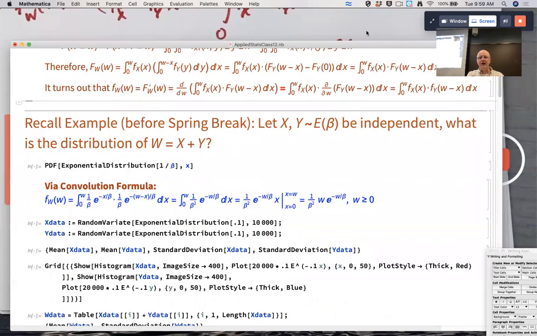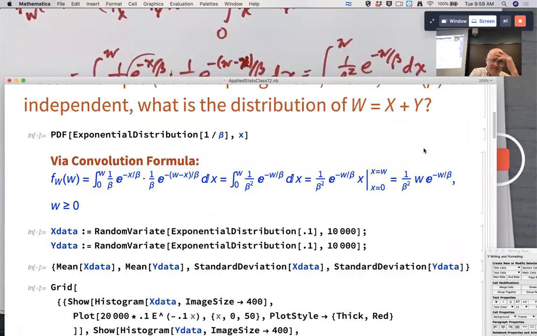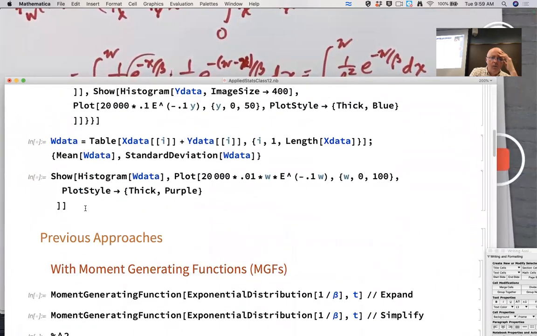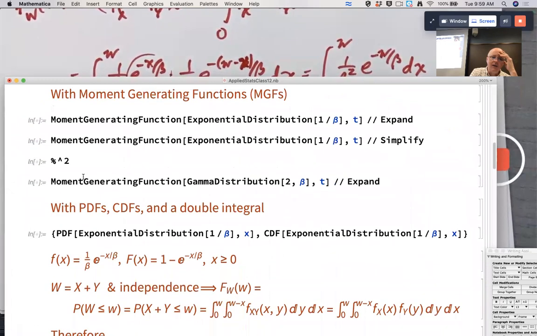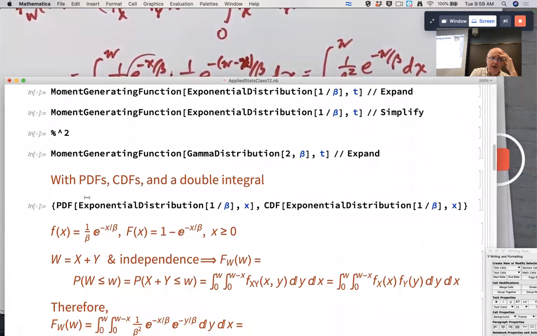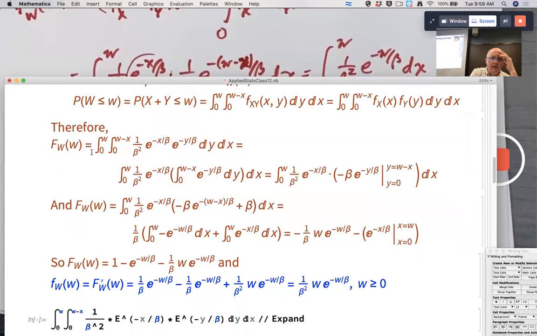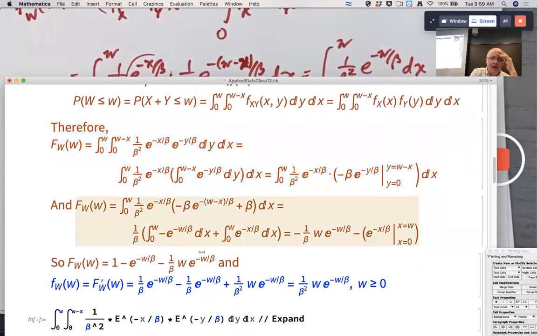So here, okay, I've got a number of things in this notebook. And again, I'll share this notebook. Somebody could remind me to share the notebook because I often forget. So here's the derivation I just did with the convolution formula. With moment generating functions, the computational details in Mathematica are here. I'm not going to enter this code. Here was the double integral method. This is what we did before spring break. Did that double integral. Got this for the CDF. Then we differentiated to find the PDF. Got the same answer.